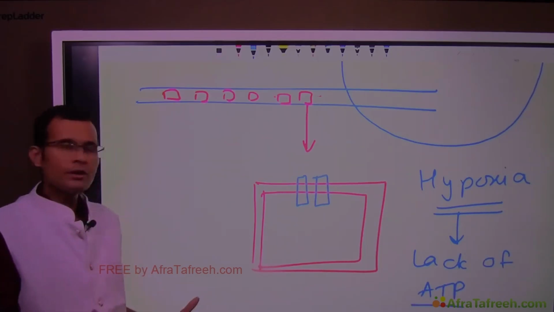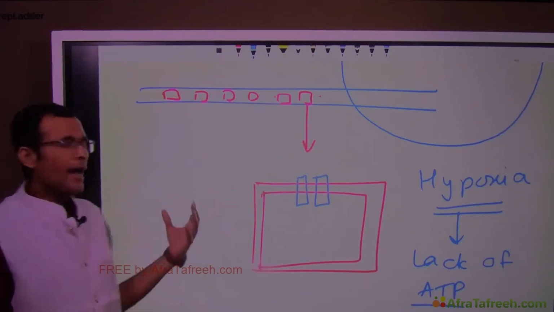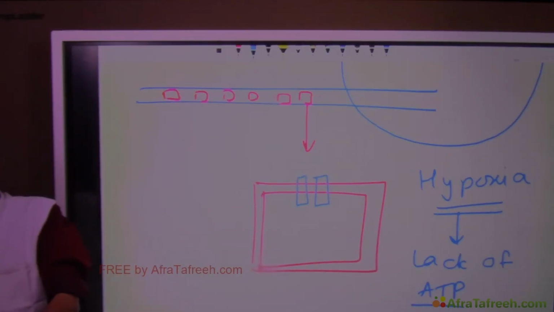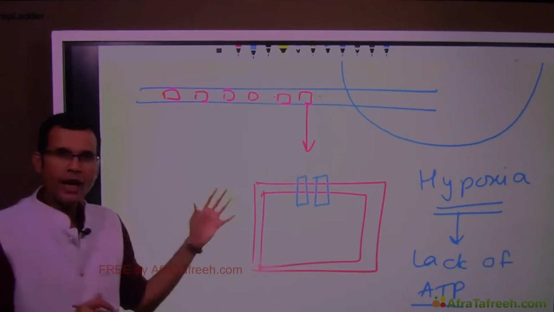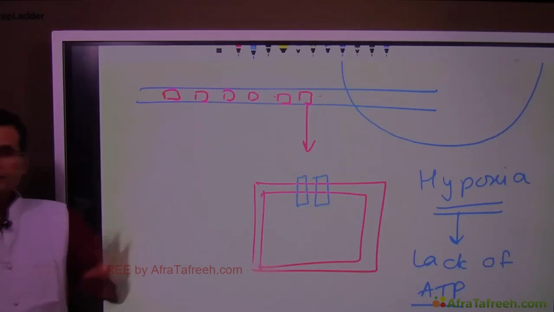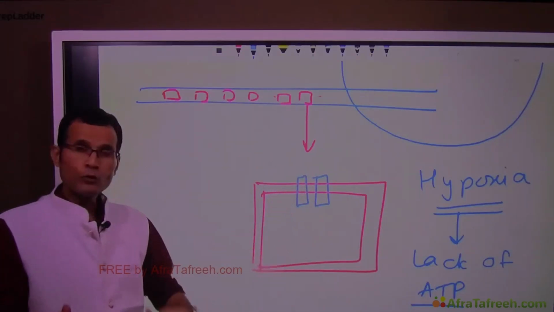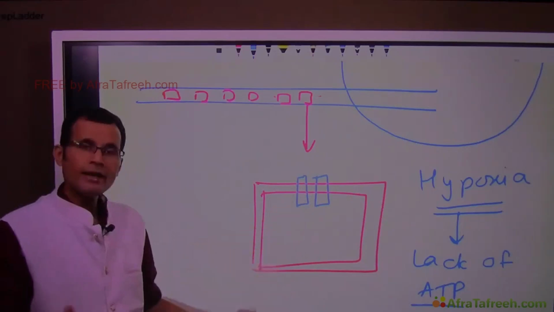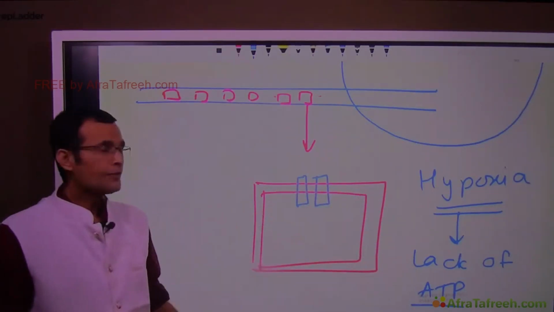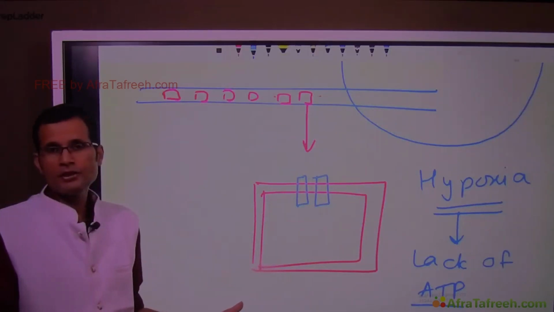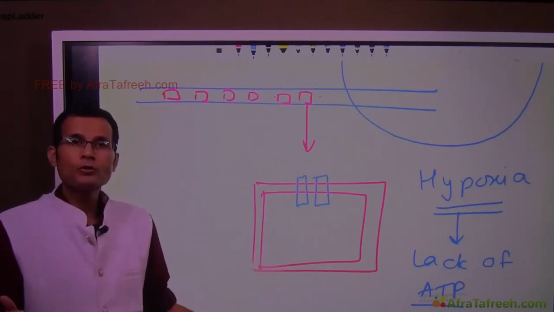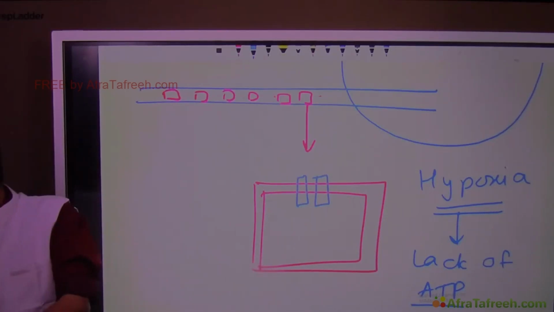If there is no oxygen, there is no ATP generation in the region, and because of the lack of ATP, look, this channel was going to sense the ATP and close. I'm talking about the ATP sensitive potassium channel in the systemic blood vessels. It senses the ATP inside the cell and it closes. Now there is hypoxia. If there is hypoxia, ATP generation is less, and lack of ATP means the channel cannot close. The channel remains open.